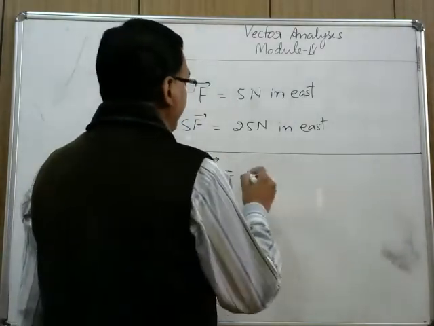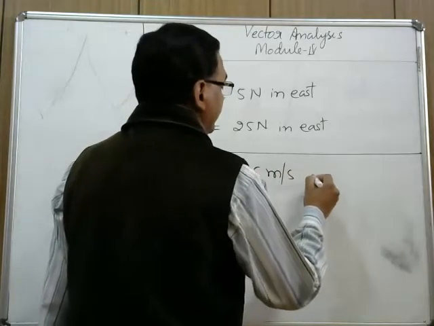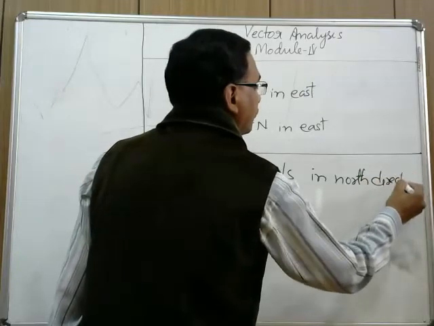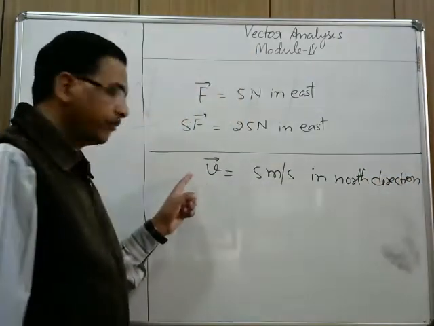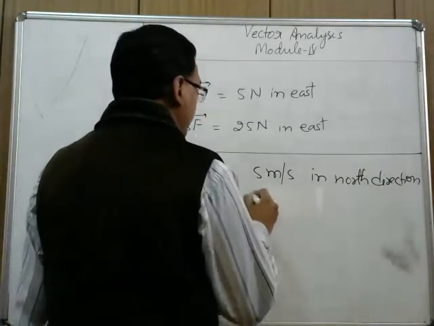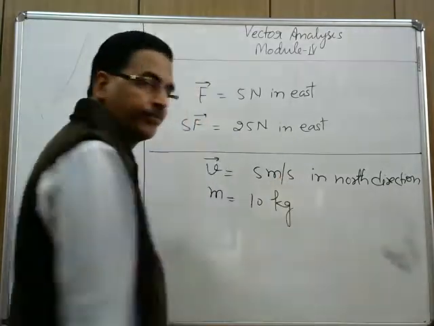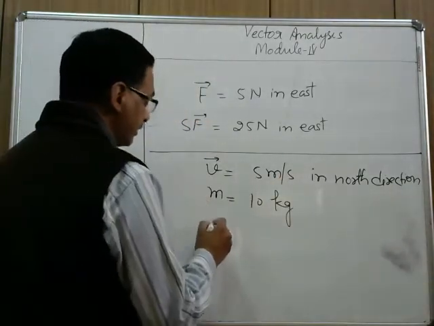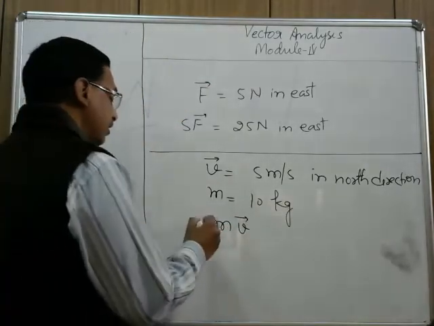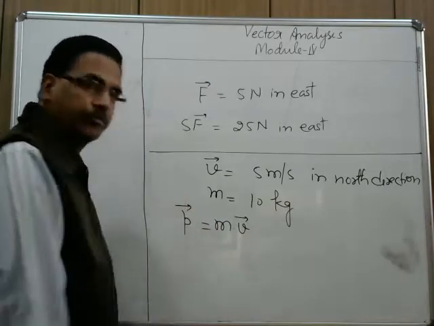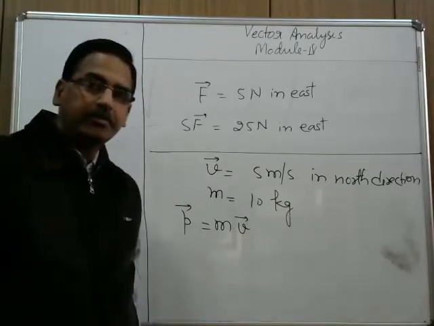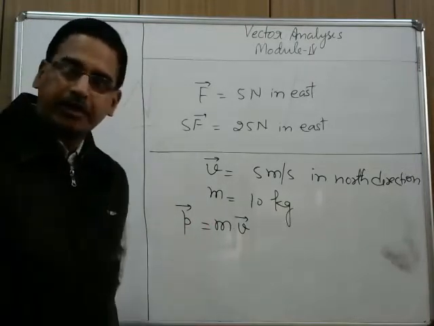Let the velocity be 5 meter per second in north direction. Let this velocity vector be multiplied by a scalar quantity mass which is 10 kg. When this velocity is multiplied by this scalar quantity mass, a new quantity mv is formed which is known as momentum. Momentum is a vector quantity. So, when a vector quantity is multiplied by a scalar quantity, a new quantity is formed.